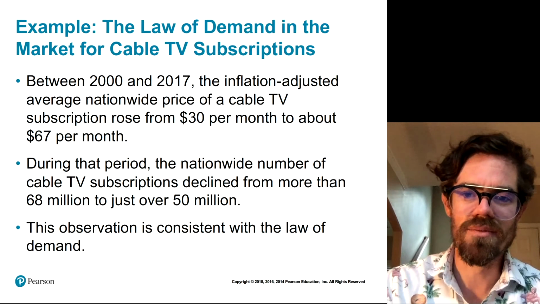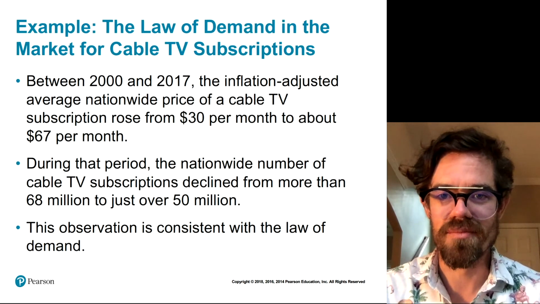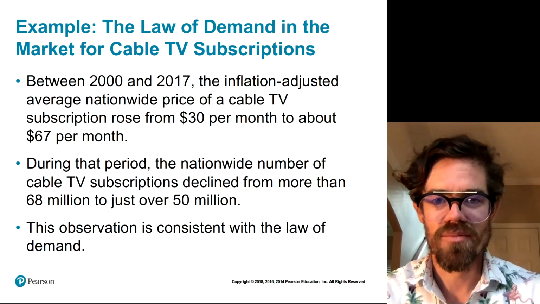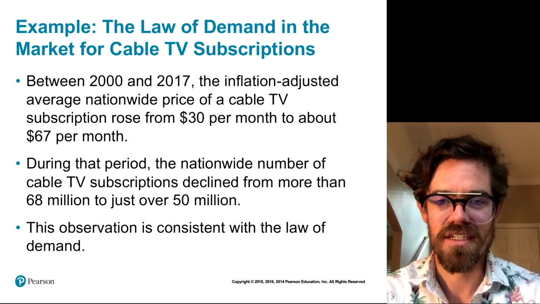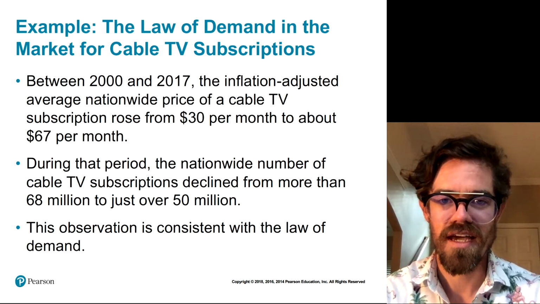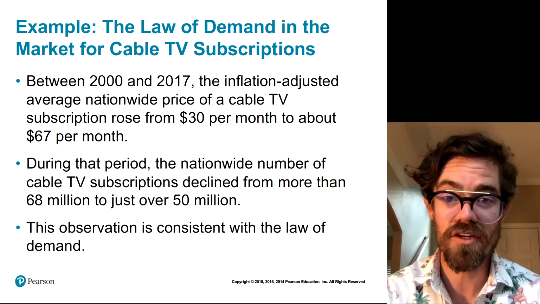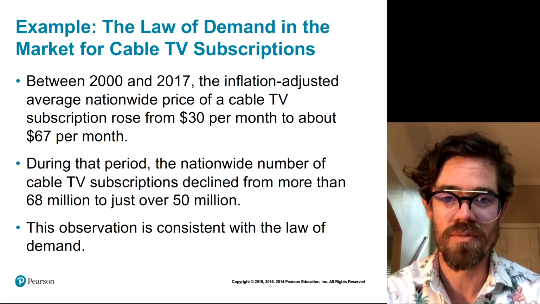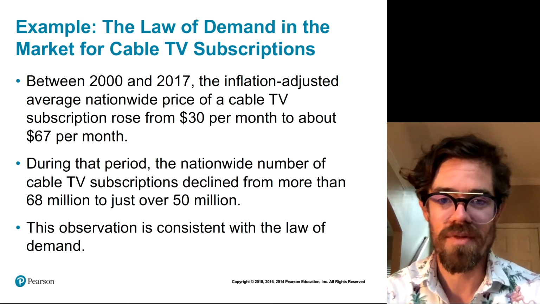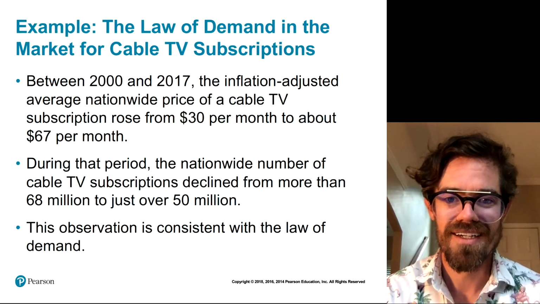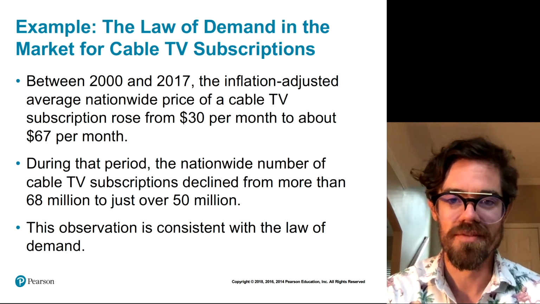So here's a real world example illustrating the law of demand. This is in the market for cable television subscriptions. Between 2000 and 2017, the inflation adjusted average nationwide price of a cable television subscription rose from $30 per month to about $67 per month. And during that same time, the nationwide quantity of cable TV subscriptions went down. So the price went up and the quantity went down from more than 68 million to just over 50 million.